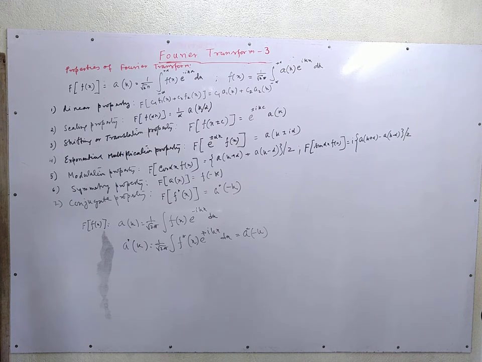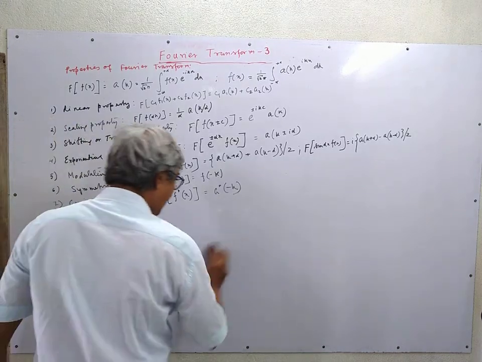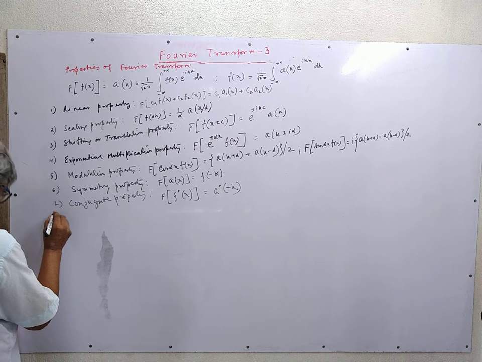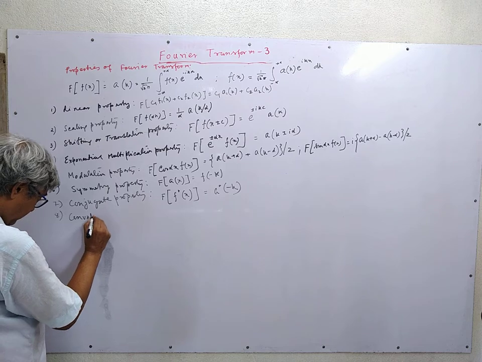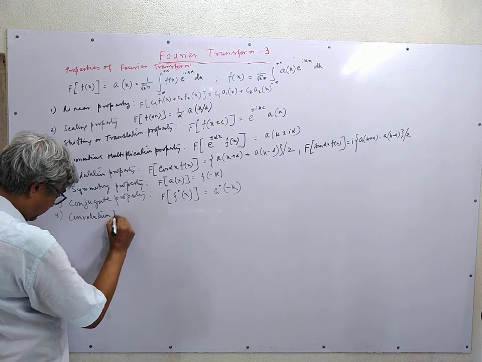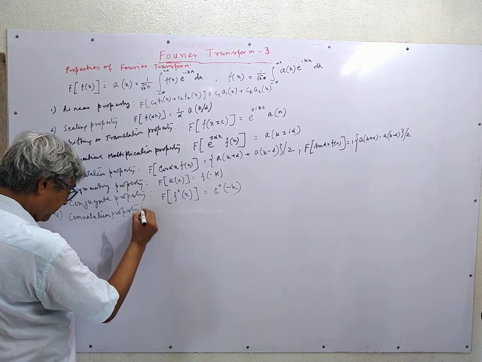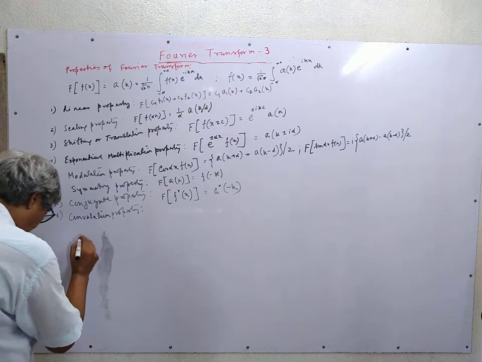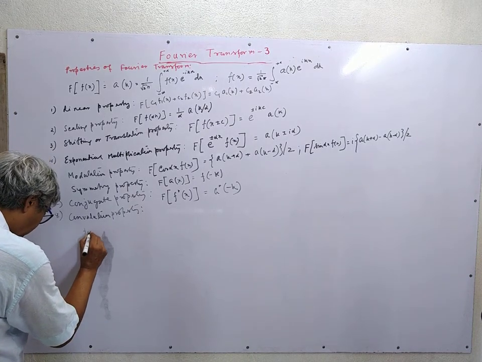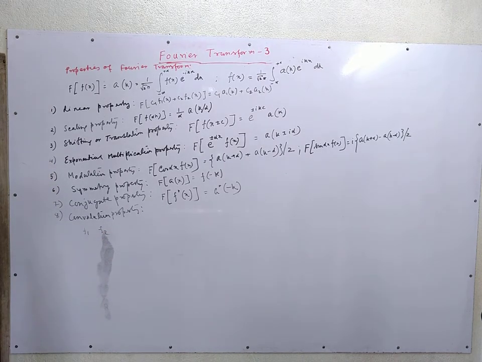Now the important relation, the convolution theorem. Let me first write the theorem, then I will come to the explanation of it. Convolution property, or this is called the convolution theorem too. If we have two functions, function 1 and function 2, both are functions of x, then the convolution of these two is defined as follows.